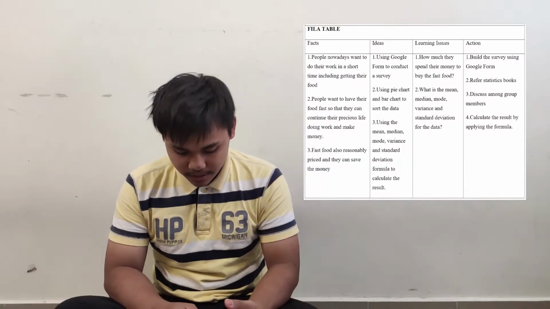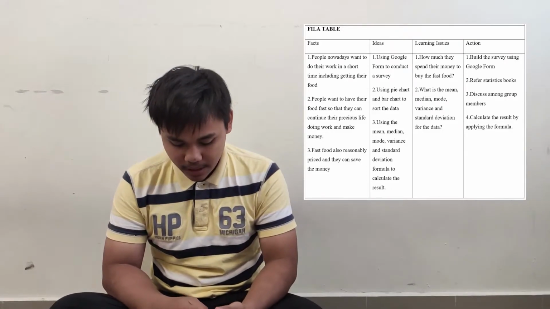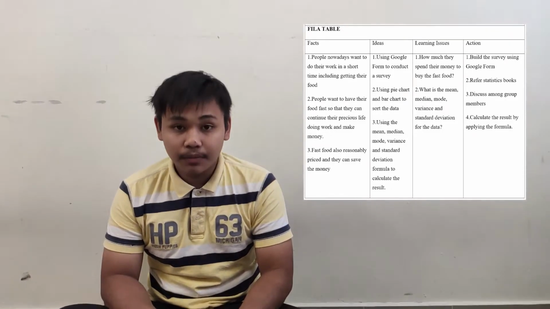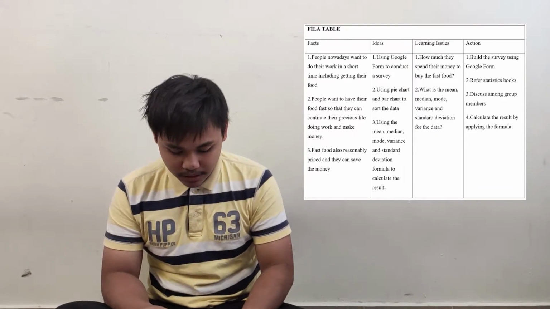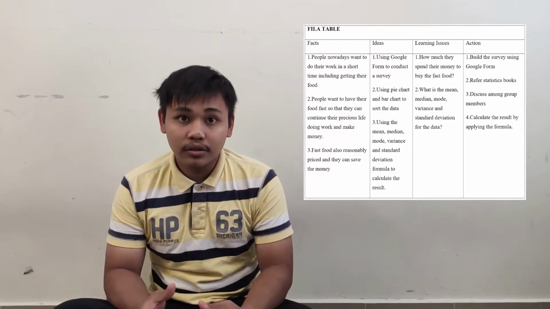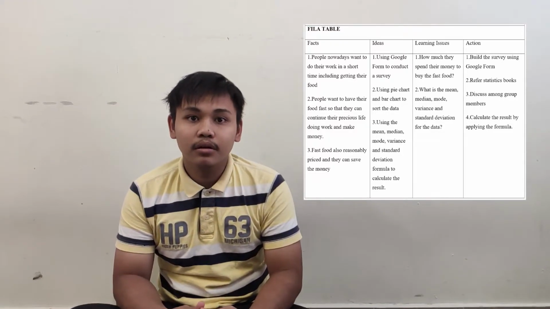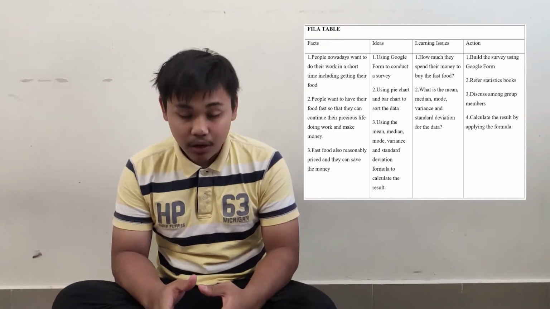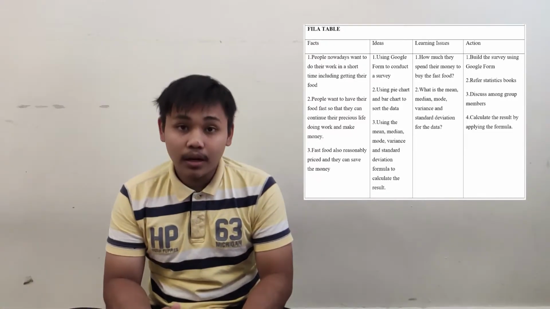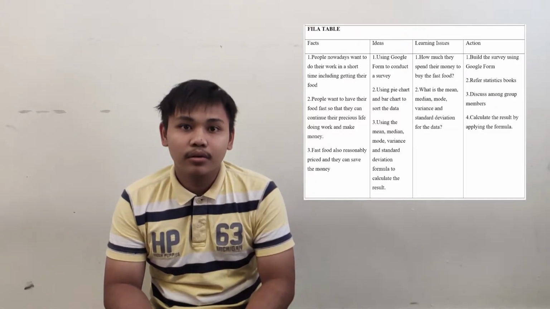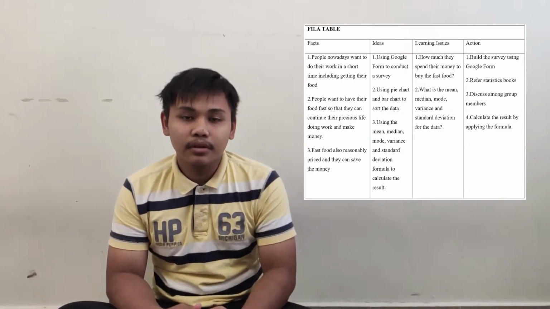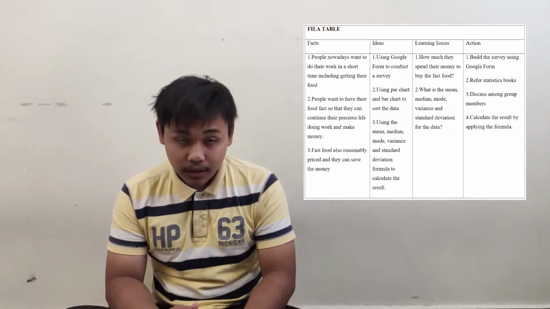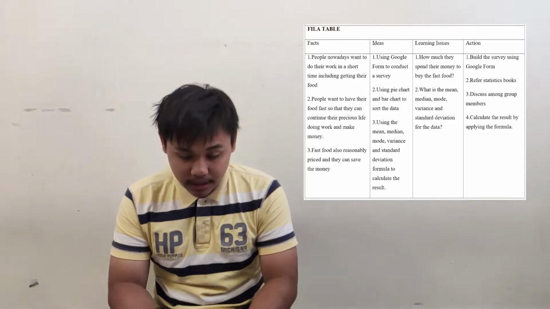I want to discuss the PBL table. First of all, the PBL table has 4 columns, which are fact, idea, learning issue, and action. First is fact. From the case study, almost everyone nowadays wants to finish their work fast. Then they can continue their work and make money when they get their food quickly. In addition, fast food has a more reasonable price and they can save their money.